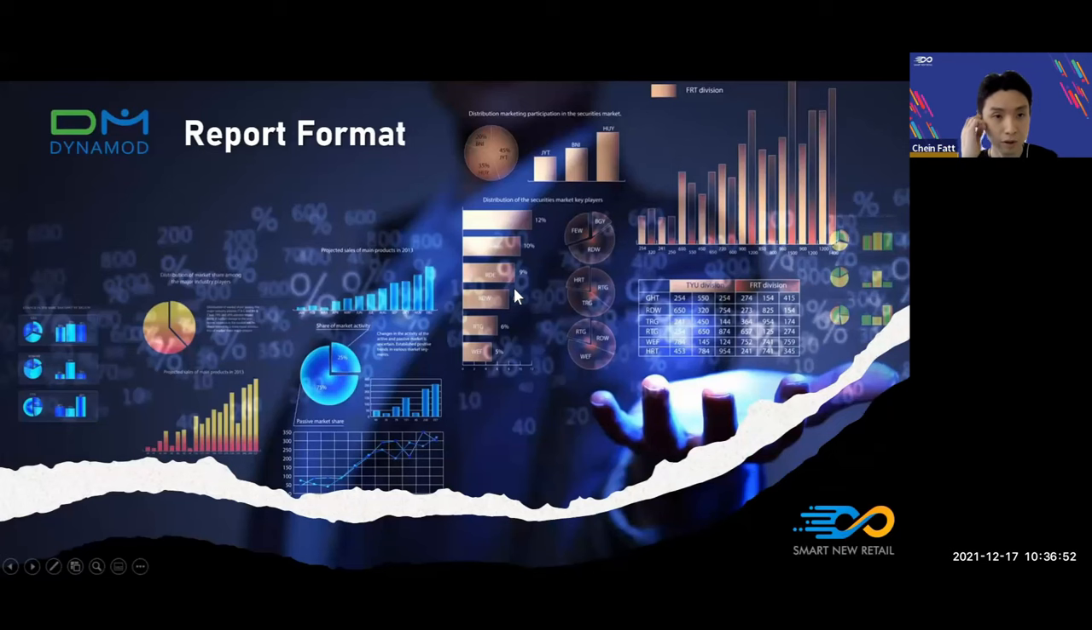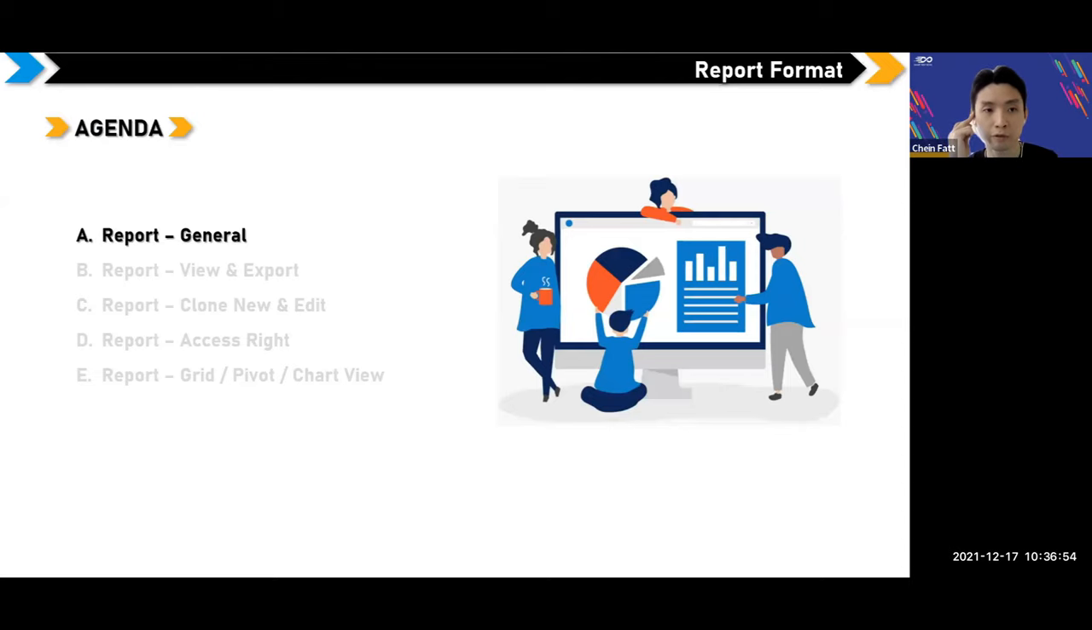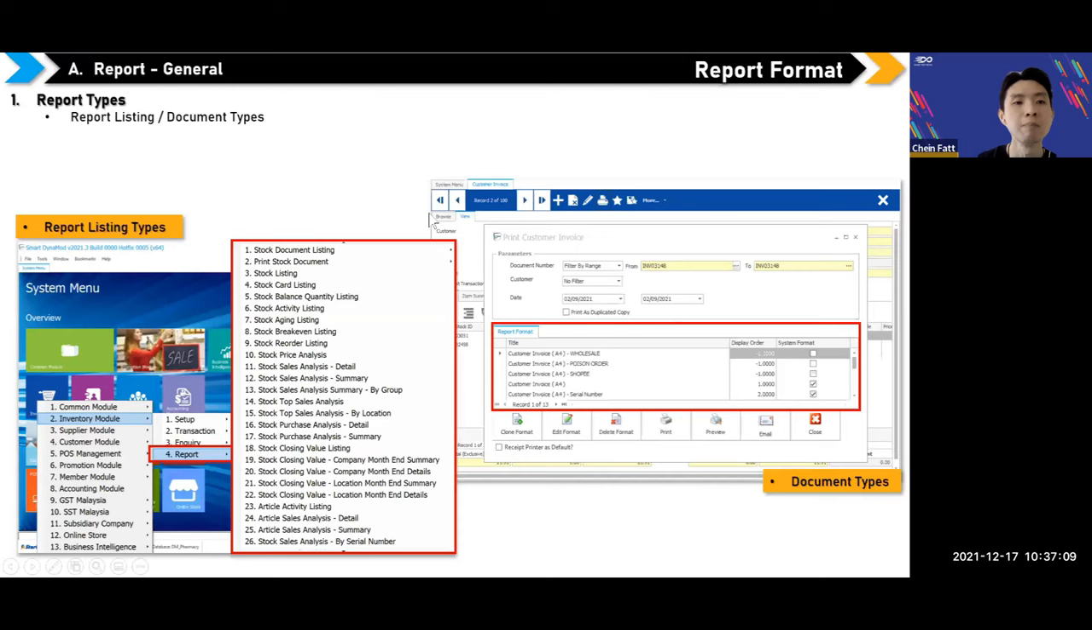As Teck Wei mentioned, today we have five topics for this Dynamod report. First, we will go through the general reports we have in the Dynamod system. Based on our Dynamod, we actually have two types of report. One is the report listing type, and the other one is the document type.